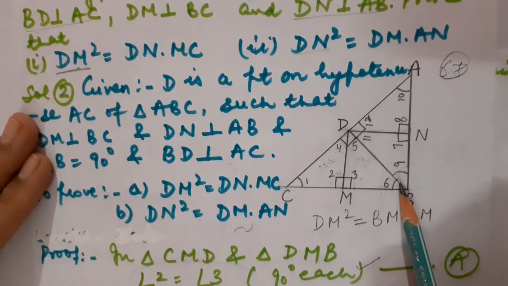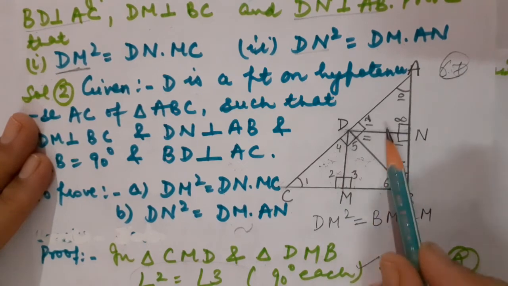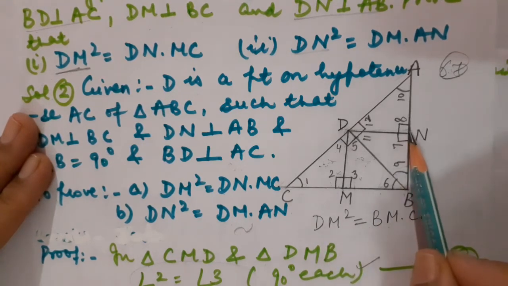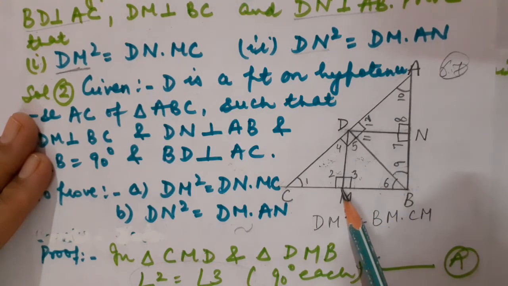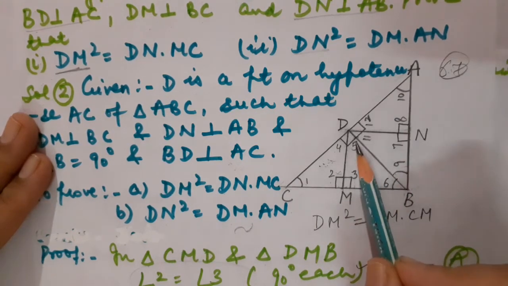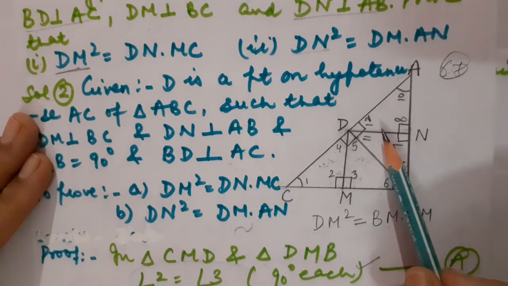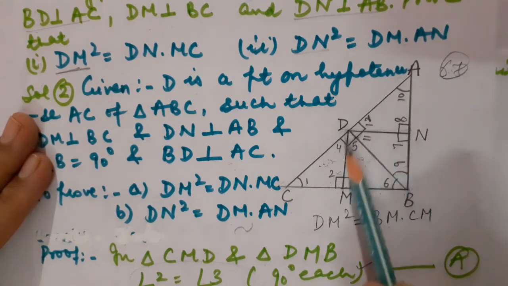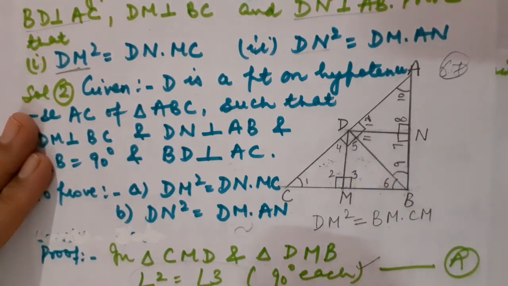But here you just see, as the opposite sides are parallel to each other and each and every angle is of 90 degrees. Here you can see angle B is of 90 degrees, angle N is of 90 degrees, angle M is of 90 degrees. So definitely this angle D will also be of 90 degrees. So when opposite sides are parallel and each and every angle is of 90 degrees, it means it is going to form a rectangle.